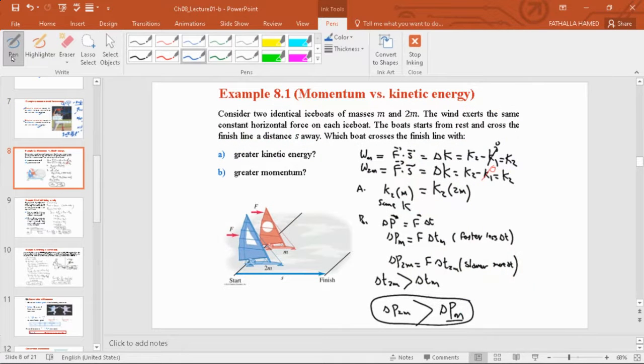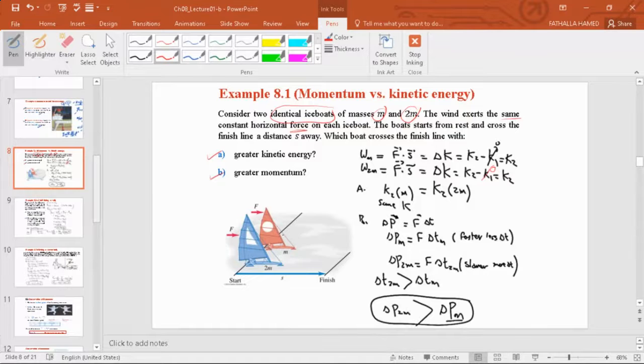Let's take an example here. In this example, we're going to look at momentum versus kinetic energy. Consider two identical ice boats, with masses m and 2m. The wind exerts the same force on both of them. The boats start from rest and cross the finish line a distance s away. Which boat crosses the finish line with greater kinetic energy, and which with greater momentum?